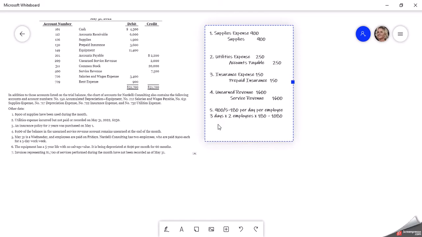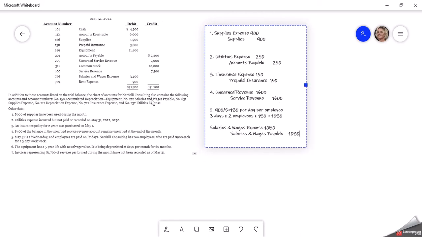So my entry is going to be a debit to salaries and wages expense for the $1,080. And then we're going to have a salaries and wages payable, as it tells us in the instructions. Here it told us we'd have a salaries and wages payable. So we figured out that amount.